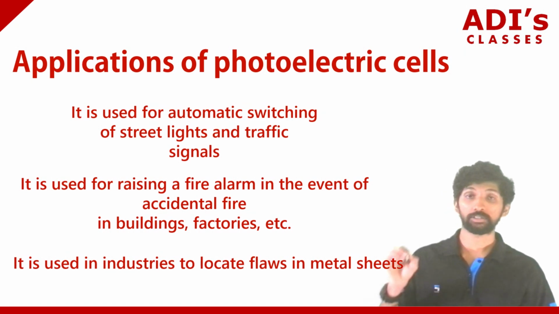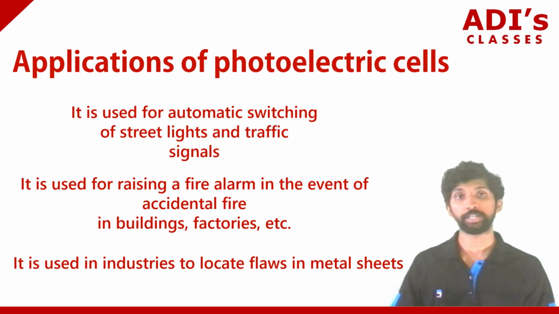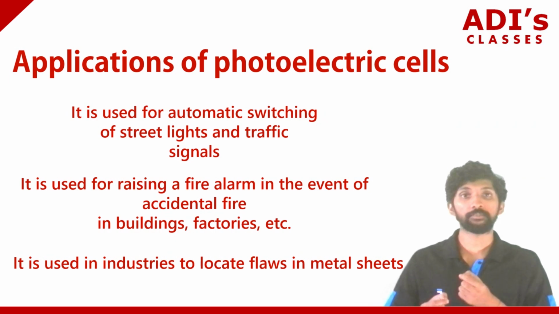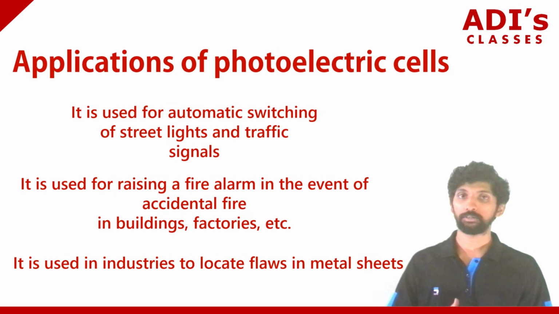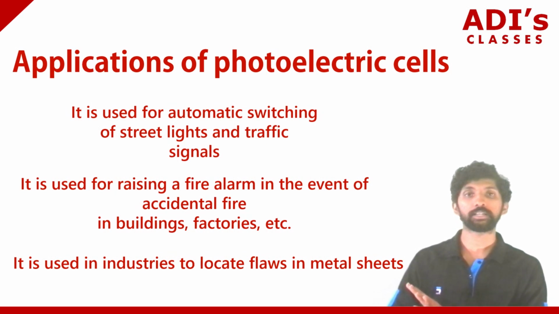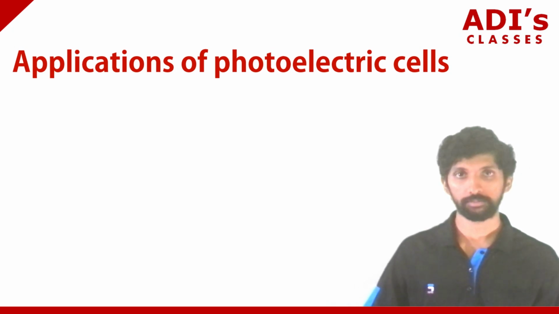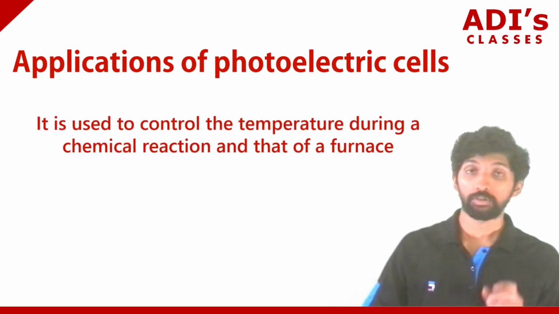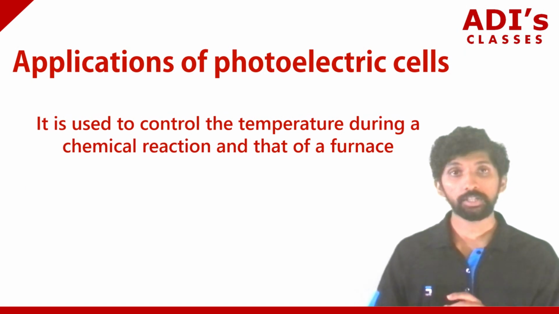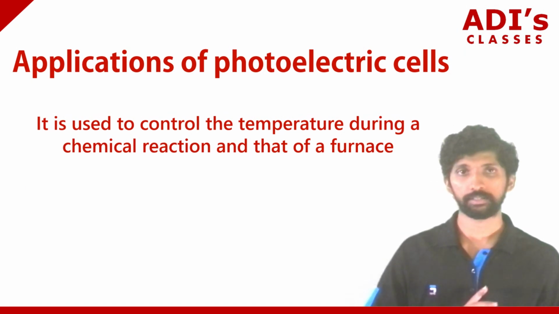Now it is also used in industries to locate flaws in metal sheets, because a metal sheet can have cracks in between, which are not visible to the naked eye. So what they do is they put the metal sheet in front of a light and have a photodetector, which is basically a photocell. It is also used to control the temperature during a chemical reaction. So different types are there.